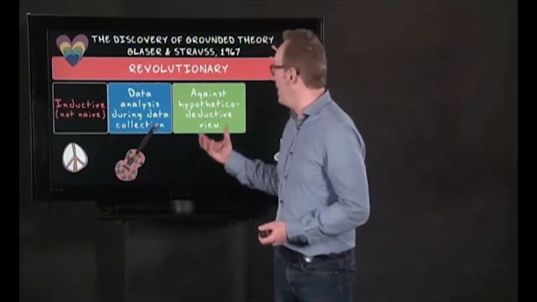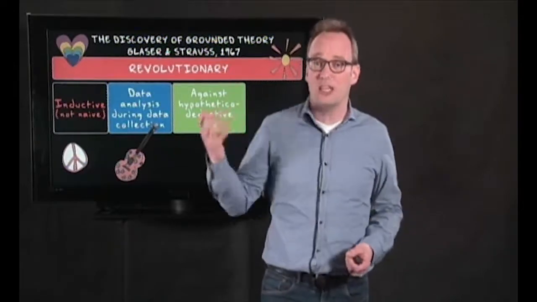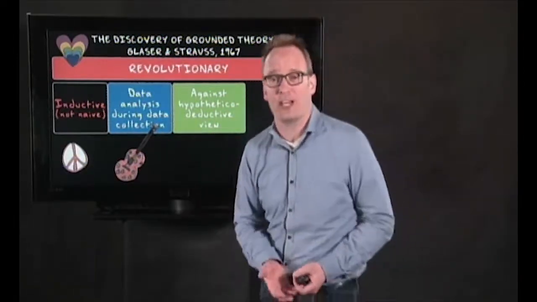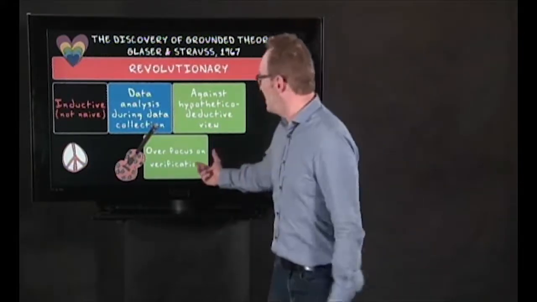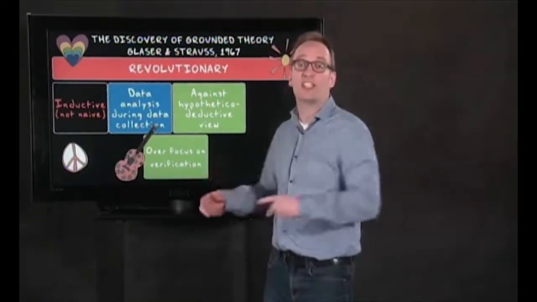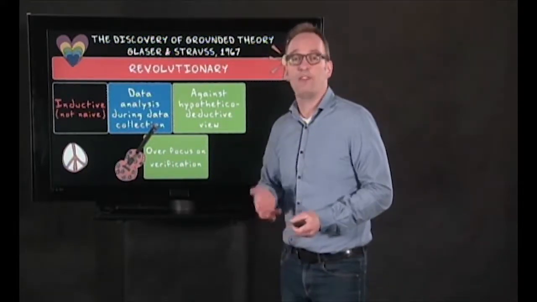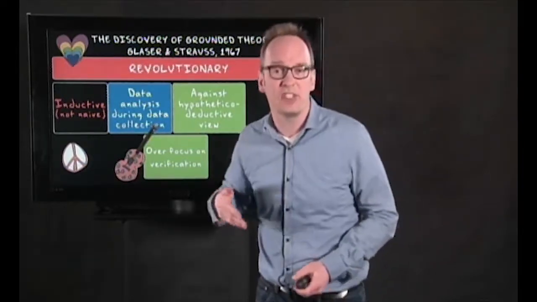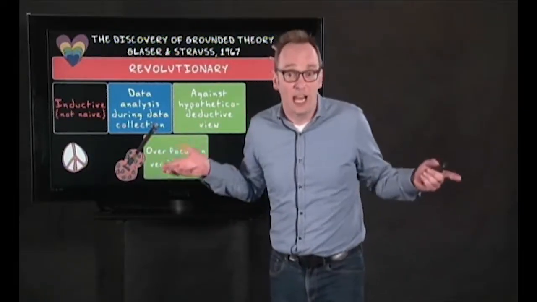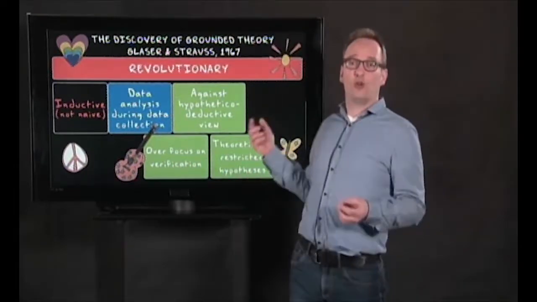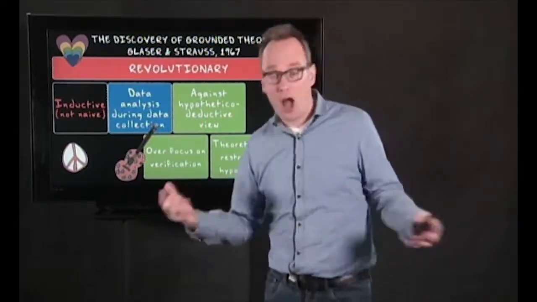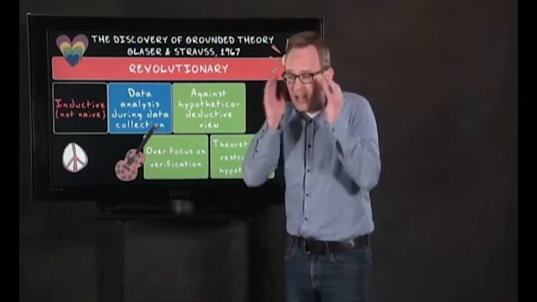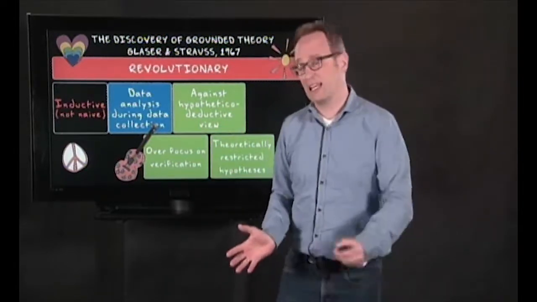It was also revolutionary because they were very much against the hypothetical deductive view of science that was pretty popular at that time. They said, well, what these hypothesis checkers are doing is they're not testing their hypothesis, they're just checking their theory. So they're not falsifying, they're verifying their theory. And if they can't verify their theory, they say the hypothesis is wrong, but the theory is still okay. What they do is create new hypotheses that become really small and less linked to the live world of people under study. So it becomes less relevant, they said.